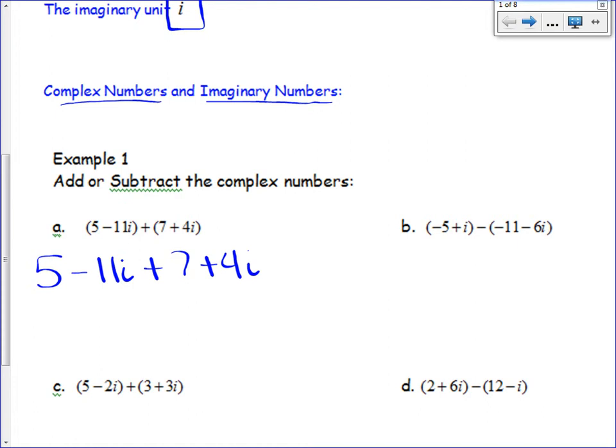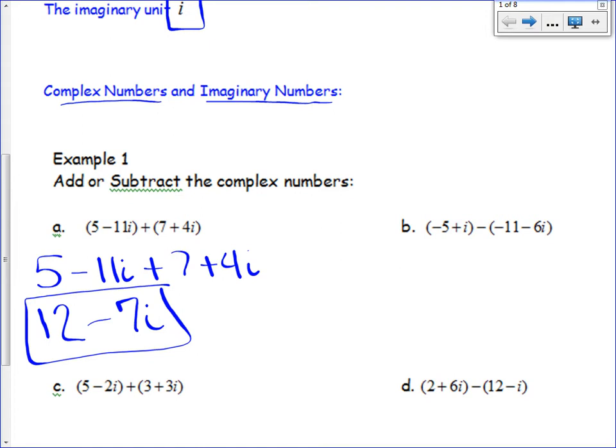So then when you are trying to add complex numbers, it's just a matter of adding like terms. So for example, 5 and 7 are both numbers, so I can add that. That gives me 12. Negative 11i plus positive 4i. When I add that, that gives me negative what? Right. So in this addition, it's pretty straightforward.